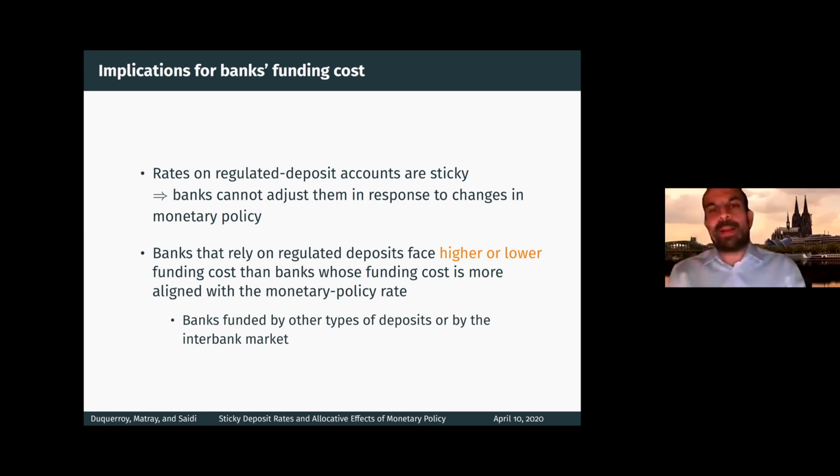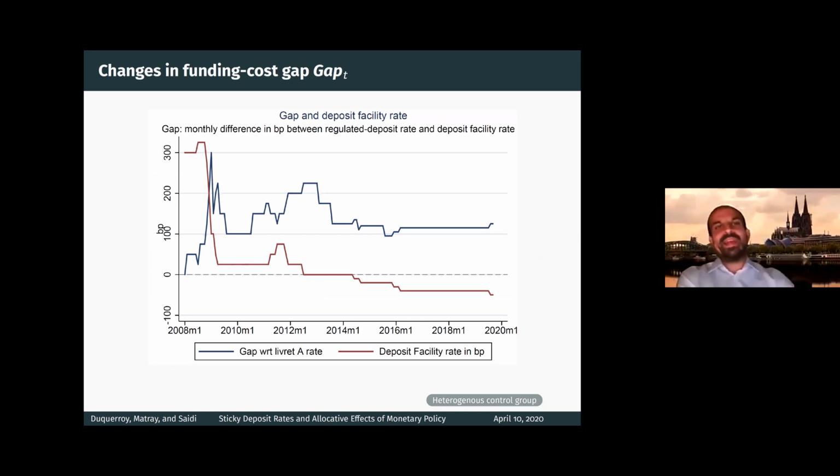Now, the best example of that is banks funded by the interbank market, because the interbank market rate perfectly follows the ECB's monetary policy rate. Okay, so this is the easiest example for you to think of. A bank that's funded by these regulated deposits, which have these sticky deposit rates, as opposed to a bank funded by the interbank market, which just perfectly tracks the monetary policy rate. Alrighty. And this is what the funding cost gap between these two groups looks like.